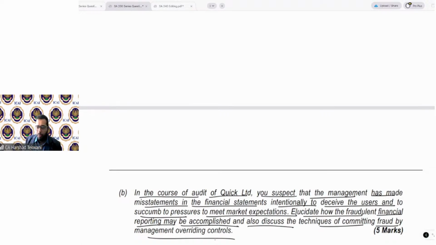So you need to provide how the fraudulent financial reporting may be accomplished. Second, techniques of committing fraud by management override of controls. You need to provide these two things. Let's focus on first, fraudulent financial reporting. How management can do fraudulent financial reporting? Come on, guys. How management can do fraudulent financial reporting?